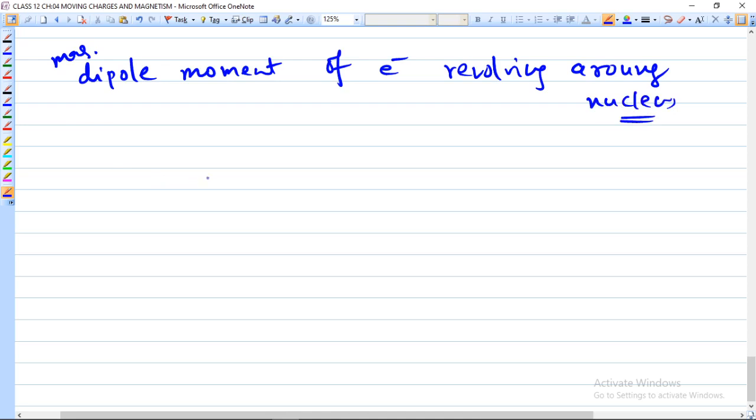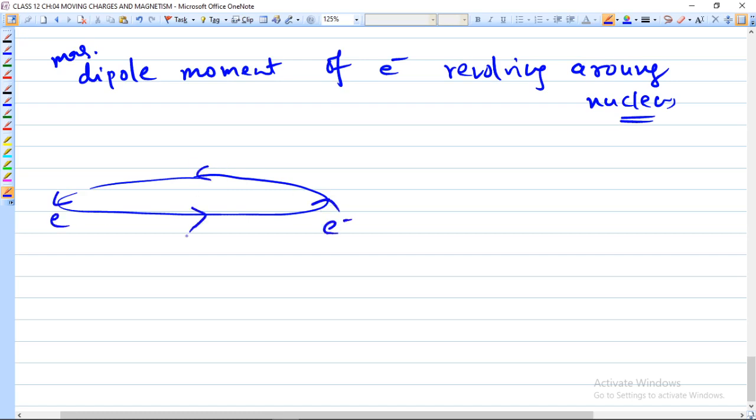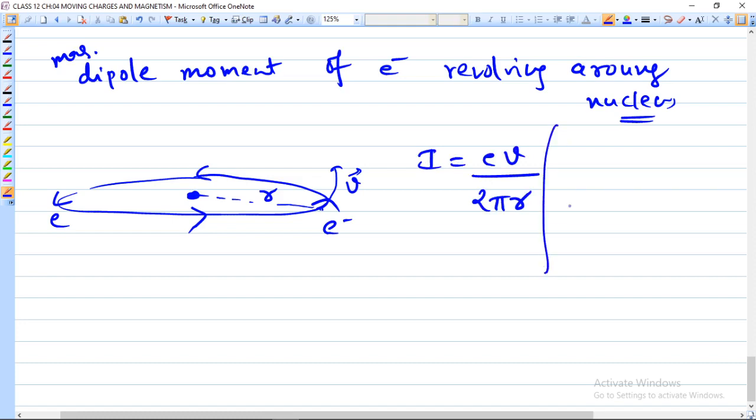See carefully. Suppose this is an electron which is revolving like this, and here is the center. Suppose it revolves with a speed v in a circular path of radius r. Because the electron is revolving, it will create a current, which is given by eV upon 2 pi r. Let me confirm whether it is right or not. How have we derived it?